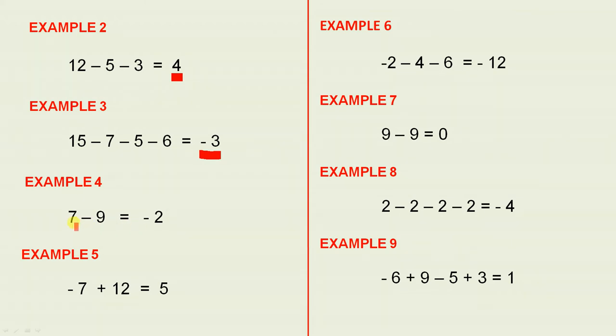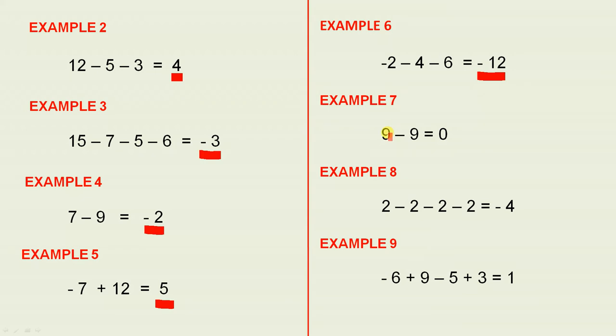Example 4. If we start on the number 7 and we move 9 places to the left, we land on -2. Example 5. If we start on -7 and we move 12 places to the right, we finish on the number 5 or +5. Example 6. If we start on -2, we move 4 places to the left and another 6 places to the left, we will land on -12.